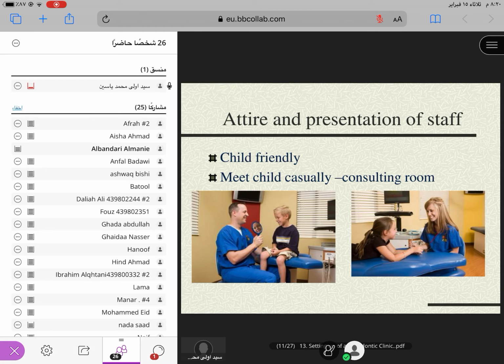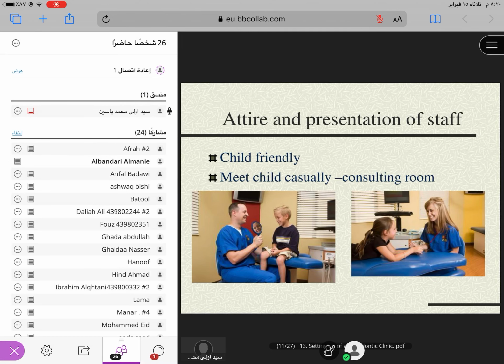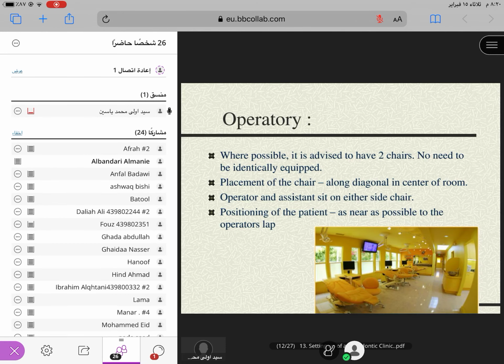What this does, basically, is if you directly meet the child in the operatory itself, you will be new to the child. The child will not be that cooperative. So try to meet the child in a consulting room so that you talk to him, you know his likes, his dislikes, and based on that, take him to the operatory area.